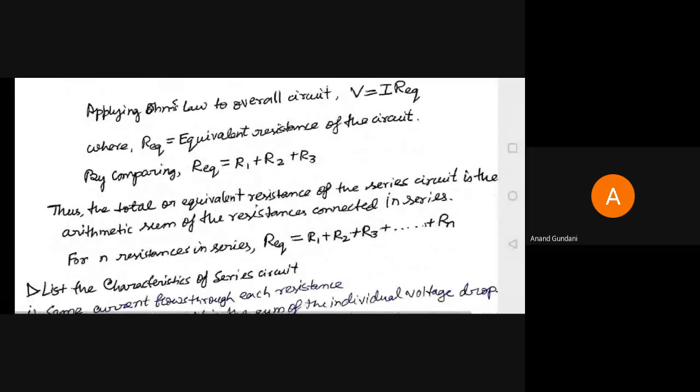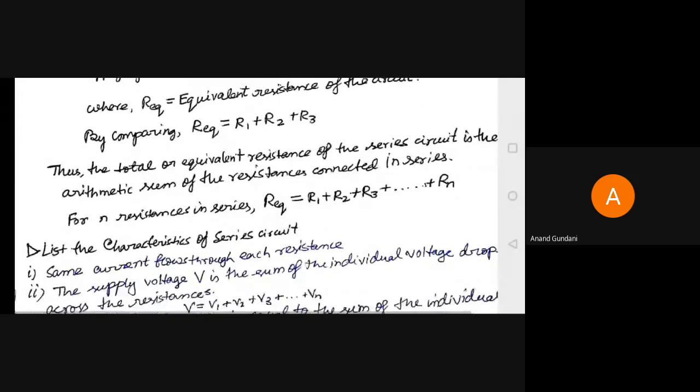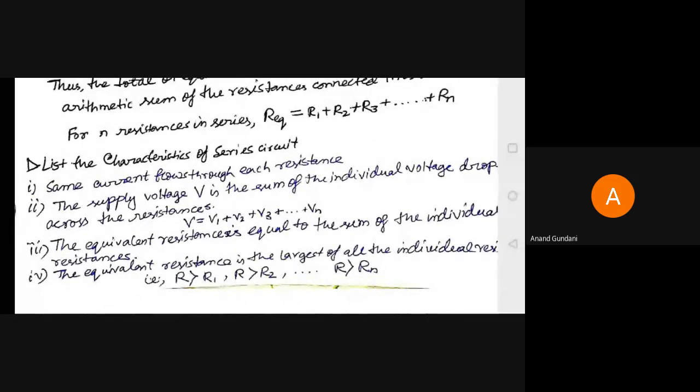Okay, so now, for n number of resistances, R equivalent will be equal to R1 plus R2 plus R3 plus dot dot dot plus Rn. This is the characteristic of the series circuit that we are going through. Remember, the characteristics are extremely important, not for theory, but for the concept needed for the problems. Okay, so the same current flows through each of the resistances.